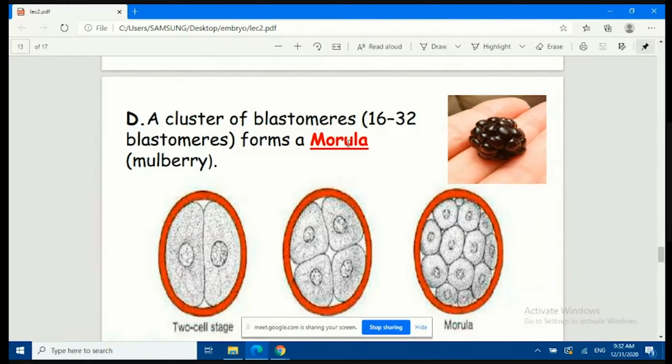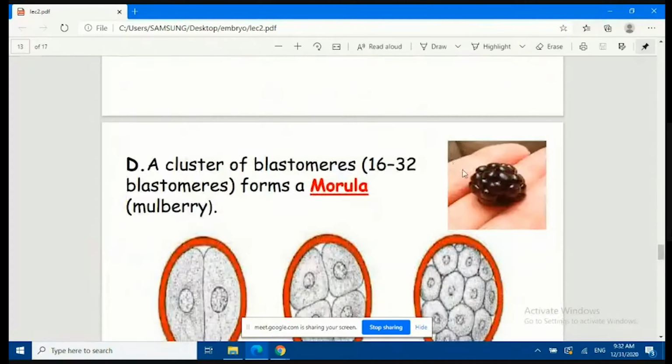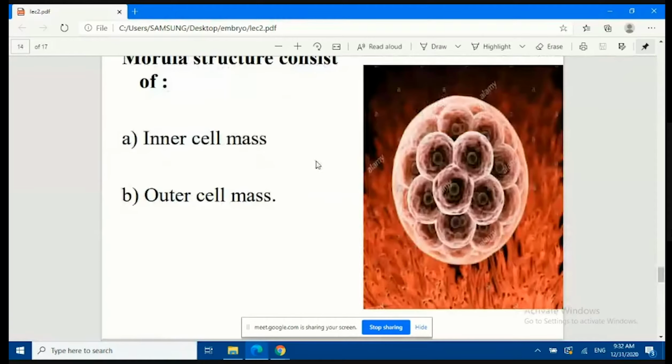So as you see, look, 2 cell stage, and we're going to have a 4 cell stage. And this division will continue, and we're going to have the morula. The morula is shaped exactly like a mulberry, or let's say a ball, and it is a group of inner cells that will become the inner cell mass and a group of outer cells which is the outer cell mass. This is not a circle, this is spherical. So the morula structure will consist of two groups of cells, inner cell mass and outer cell mass.